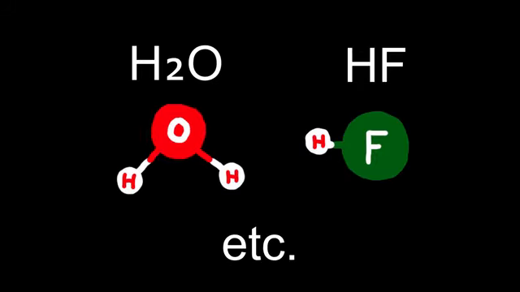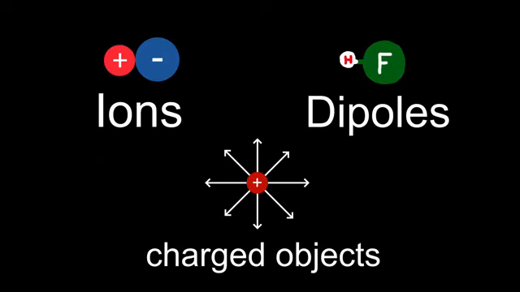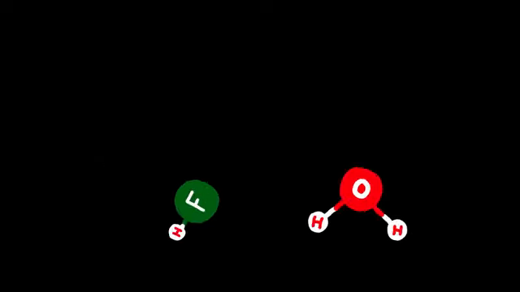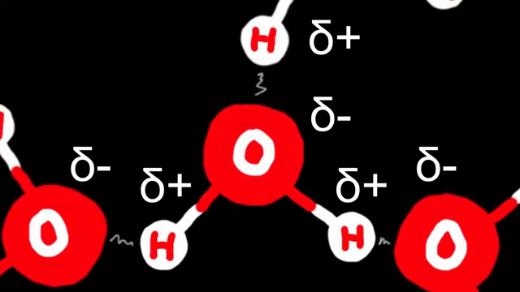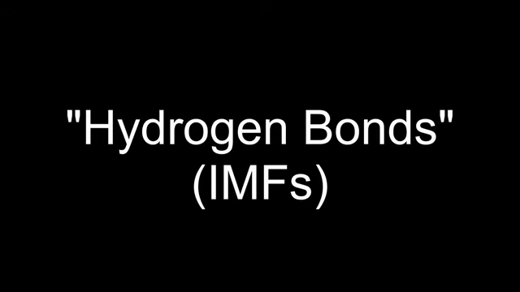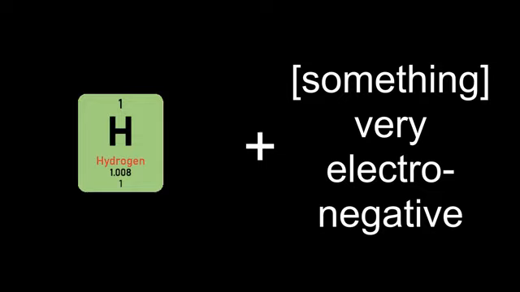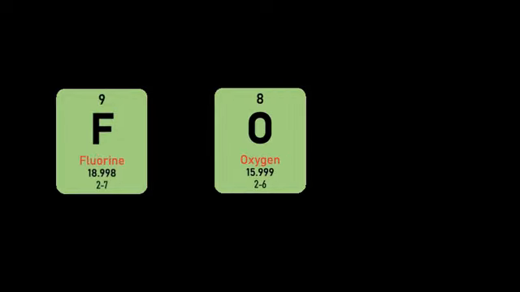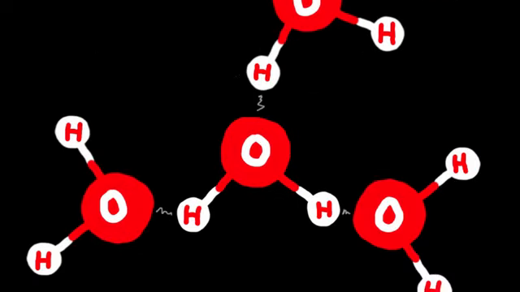All permanent dipole molecules can interact with each other, and really with anything that has a charge. As a result, the molecules will tug on each other and arrange themselves in a way that oppositely charged ends are next to each other. The forces acting between them are called intermolecular forces, or IMFs. A specific example is hydrogen bonds, where hydrogen bonds to something very electronegative, like fluorine, oxygen, or nitrogen, creating strong dipoles that tug on each other.